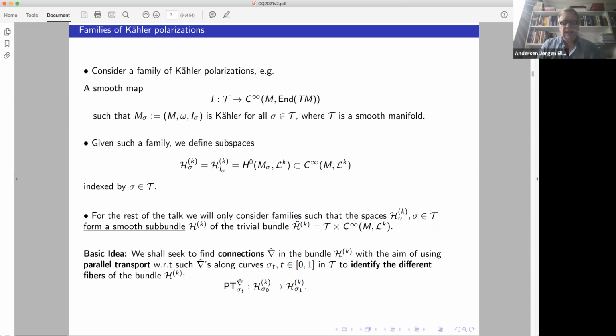And so the basic idea that I want to explore is that I want to seek to find connections in this bundle here, actually, sorry, in the subbundle. And the aim, of course, is that using these connections, I will use parallel transport along curves in T to identify the bundles. So this is a standard approach for trying to analyze the dependence on polarization. So let's see where this will take us.